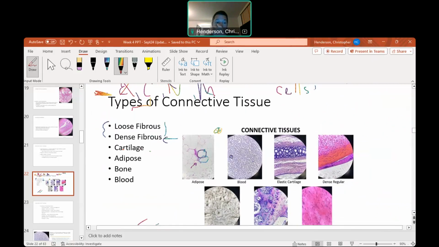Okay, and then fat, empty cells. You see empty-looking things. It's for storage of energy. Then you have bone, which looks like trees, and then blood. You see red blood cells, white blood cells, and little fragments called platelets. And that's connective tissue.